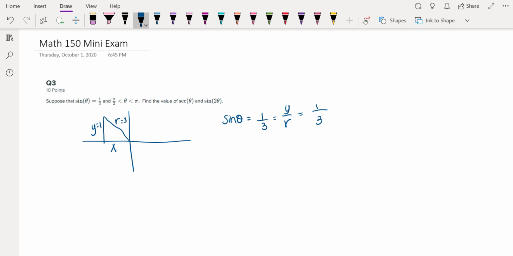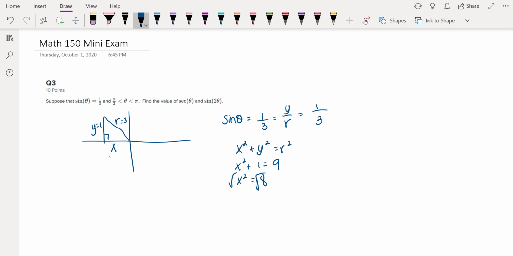So now we have a right triangle, and we know 2 of the sides. So we can solve for our third side using the Pythagorean theorem. We know that x squared plus y squared is equal to r squared. Substituting these values in for y and r, we get x squared plus 1 squared, which is just 1, is equal to 3 squared, which is 9. So we get x squared is equal to 8.